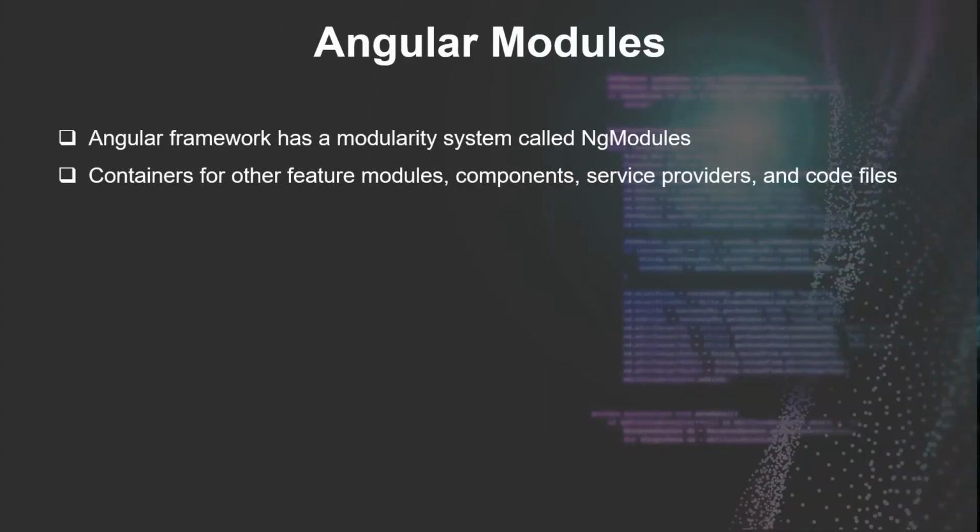Recall that an Angular application is composed of building blocks called components, which are responsible for rendering the views. As you create more and more components, there needs to be a mechanism to manage all of these components in order to make your code more modularized and maintainable. Fortunately, the Angular framework has a modularity system called NgModules. These NgModules are used as containers to contain other feature modules, components, service providers, and other code files. So let's take a look at what this modularity system looks like at a high level.